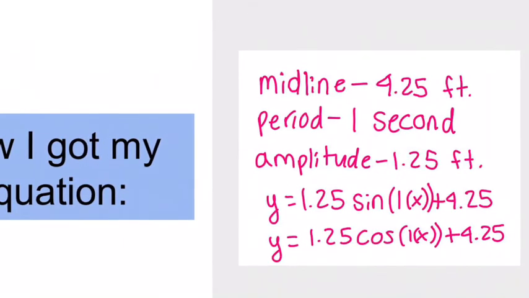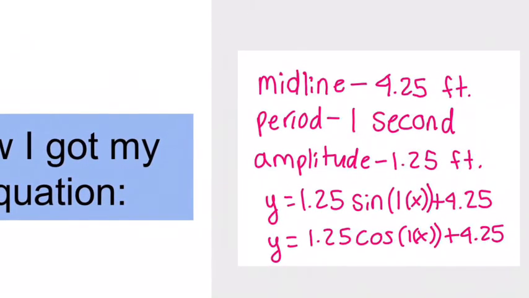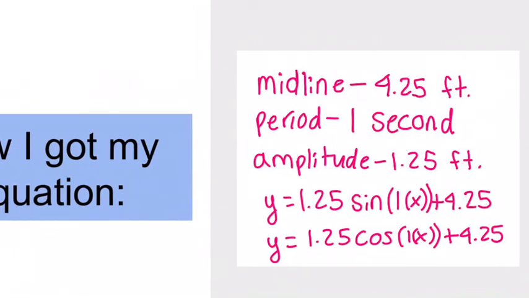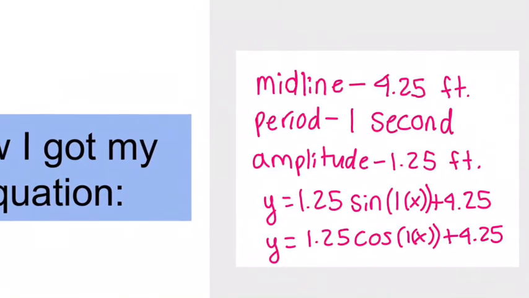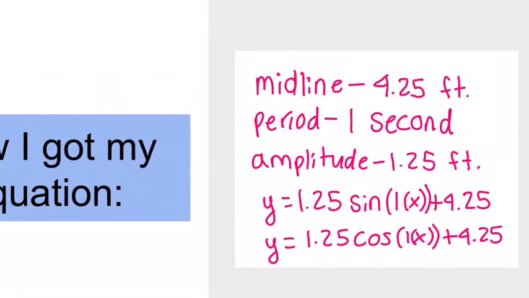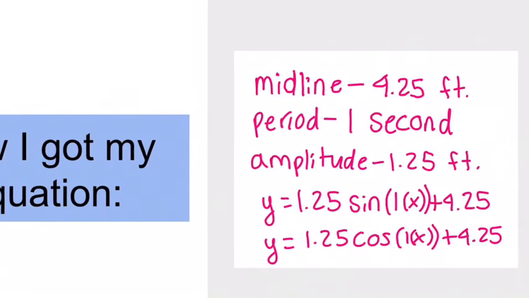And then to get my equation, I did y equals the amplitude of sine plus the period times x plus 4.25, which is the midline, and then I did that for cosine as well. And that is my periodic motion final project.